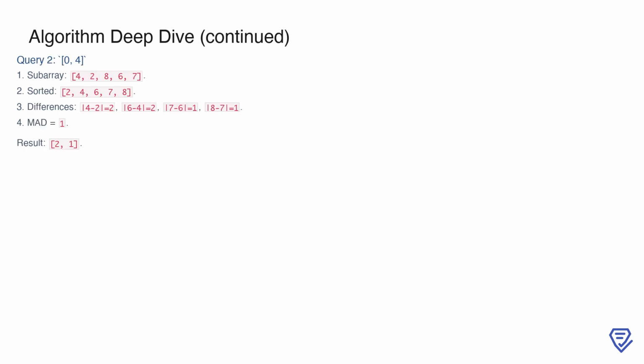For the second query, 0, 4, we extract the subarray 4, 2, 8, 6, 7. Sorting this subarray gives 2, 4, 6, 7, 8. The differences between adjacent elements are 2, 2, 1, and 1. The minimum among these is 1, so the min for this query is 1.